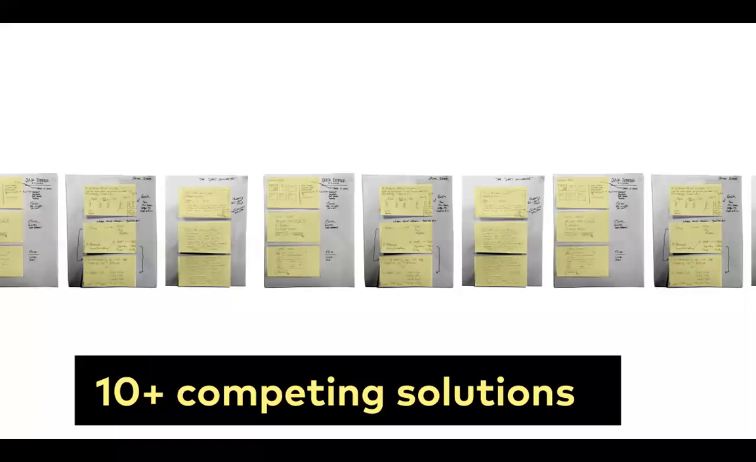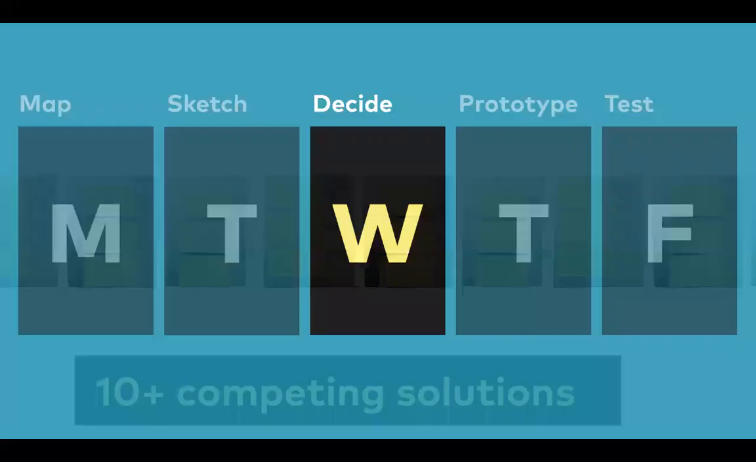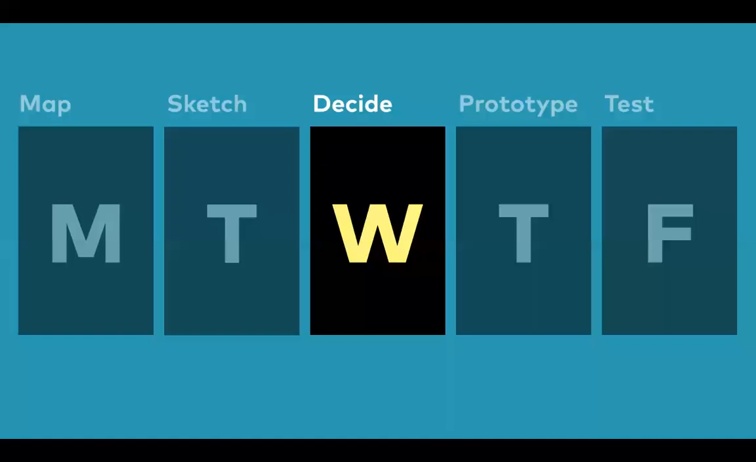In a typical sprint, we'll have 10 or more competing solutions from these sketches, and we can't prototype them all, so we have to narrow it down. And that's exactly what we do on Wednesday.